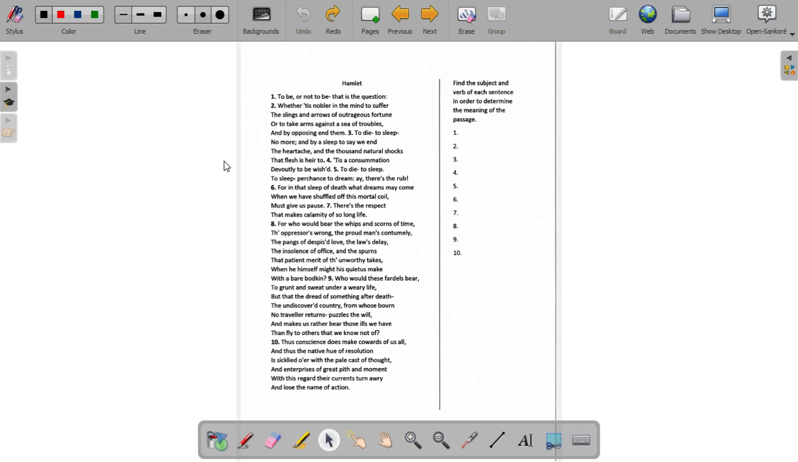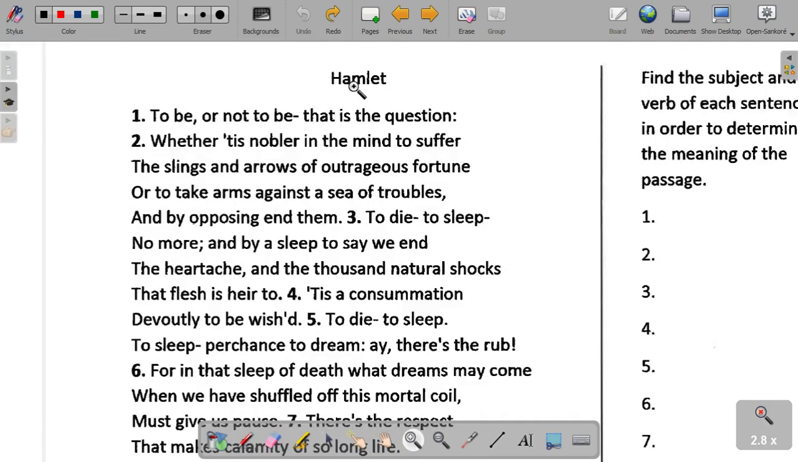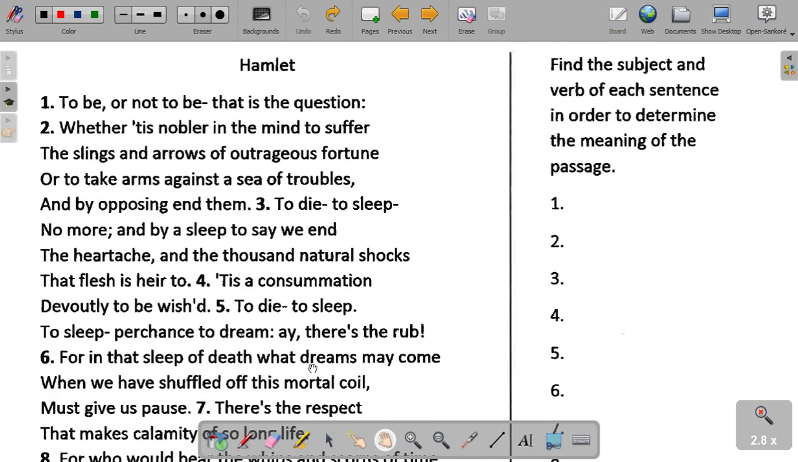Okay, so we'll start here. This is actually from Shakespeare, the Shakespearean play Hamlet, which you're probably familiar with if you are familiar at all with Shakespeare. It's one of his most famous speeches, and it's often been parodied and kind of made fun of. But I want to see if you can figure out what it means, essentially, based only on figuring out what the subject and verb of each sentence is.